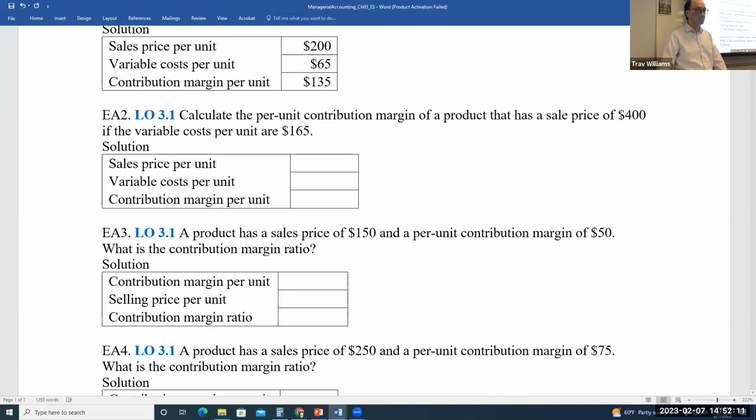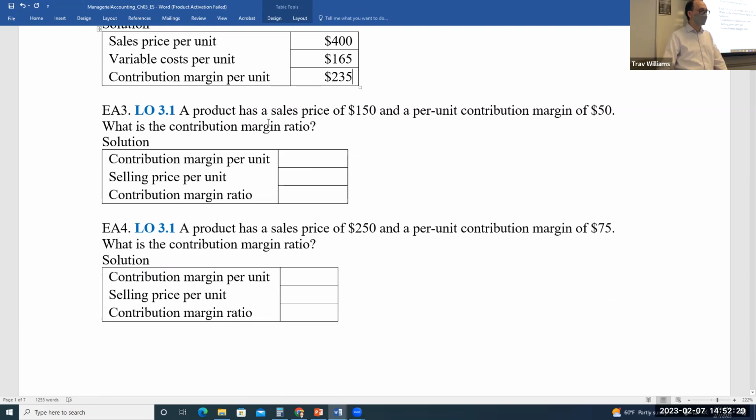Next one says sales price of $400 per unit. Variable cost $165. What is our contribution margin per unit? $235. Very good.